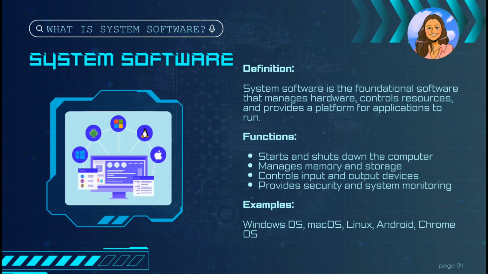The definition of system software is the foundational software that manages hardware, controls resources, and provides a platform for application to run. The functions of system software are starts and shutdowns the computer, manages memory and storage, controls input and output devices, and lastly provides security and system monitoring. Some of the examples of system software are Windows OS, Mac OS, Linux, and Android.